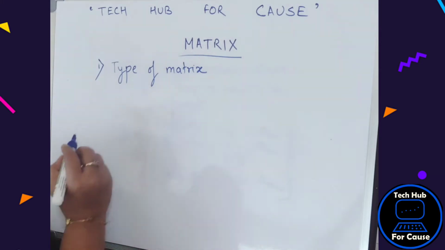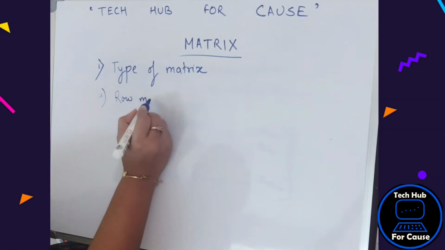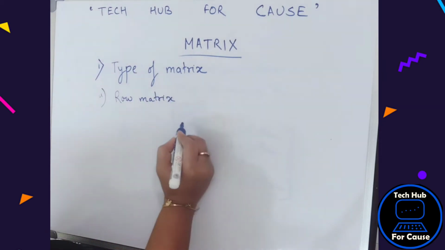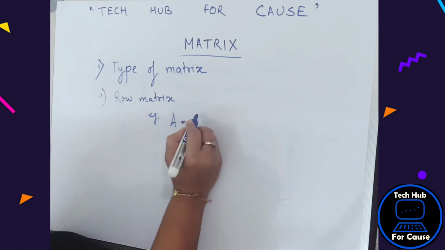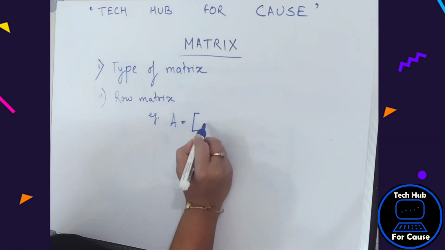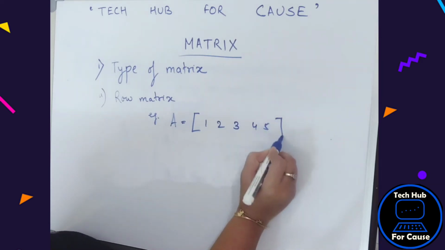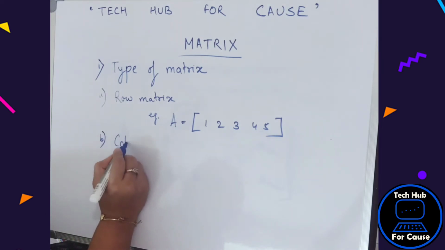The first matrix that we will discuss is the row matrix. When m is equal to 1 and n is any value more than 1, it leads to a row matrix. For example, A is shown as a row matrix where m is equal to 1 and n is equal to 5.